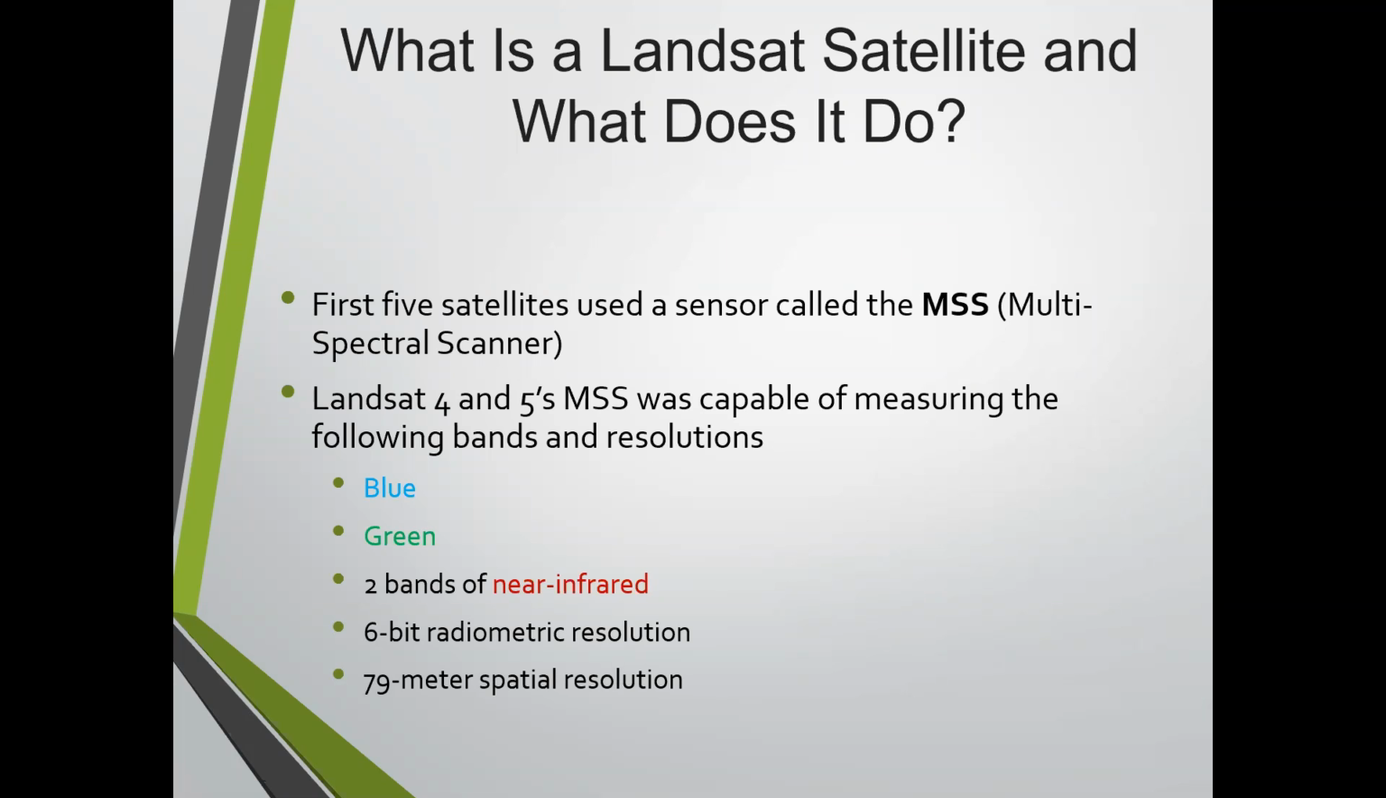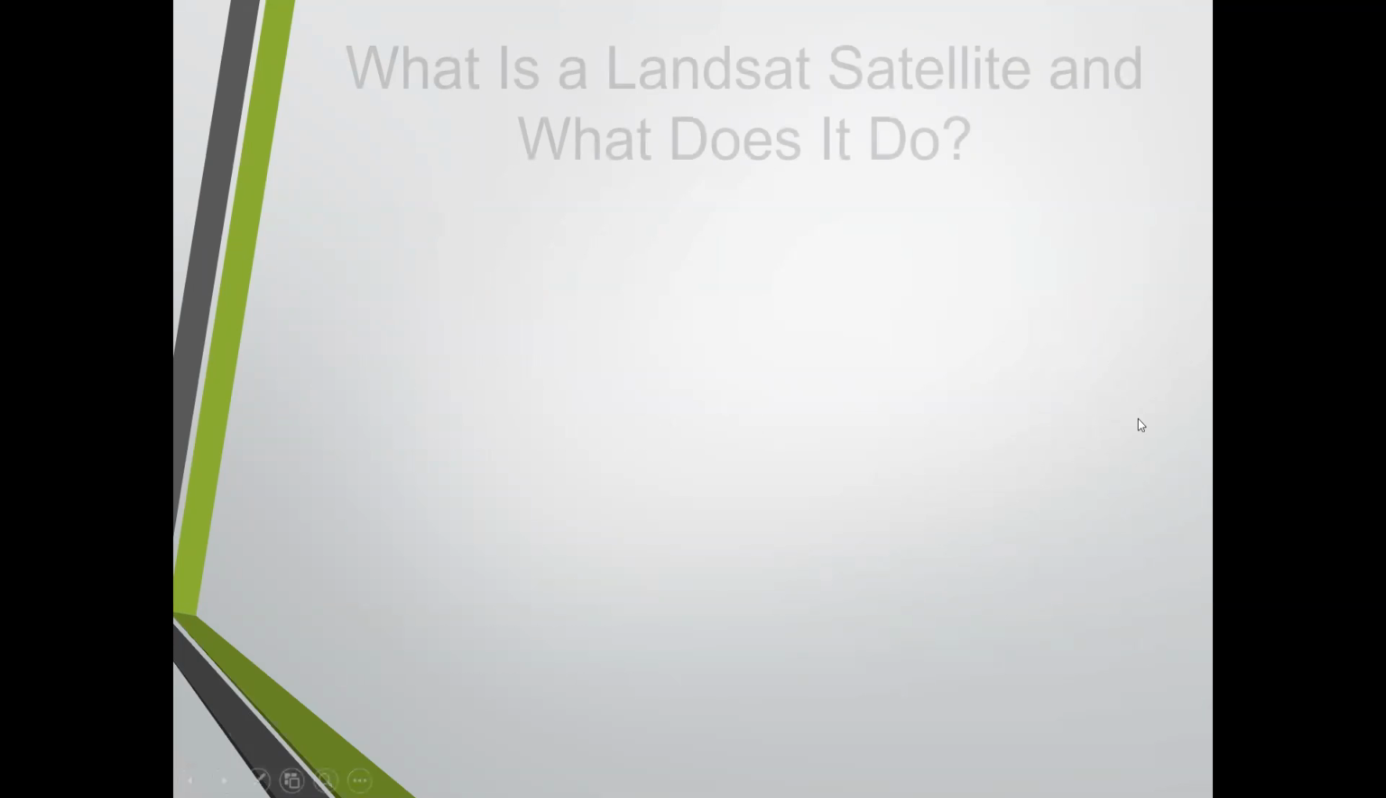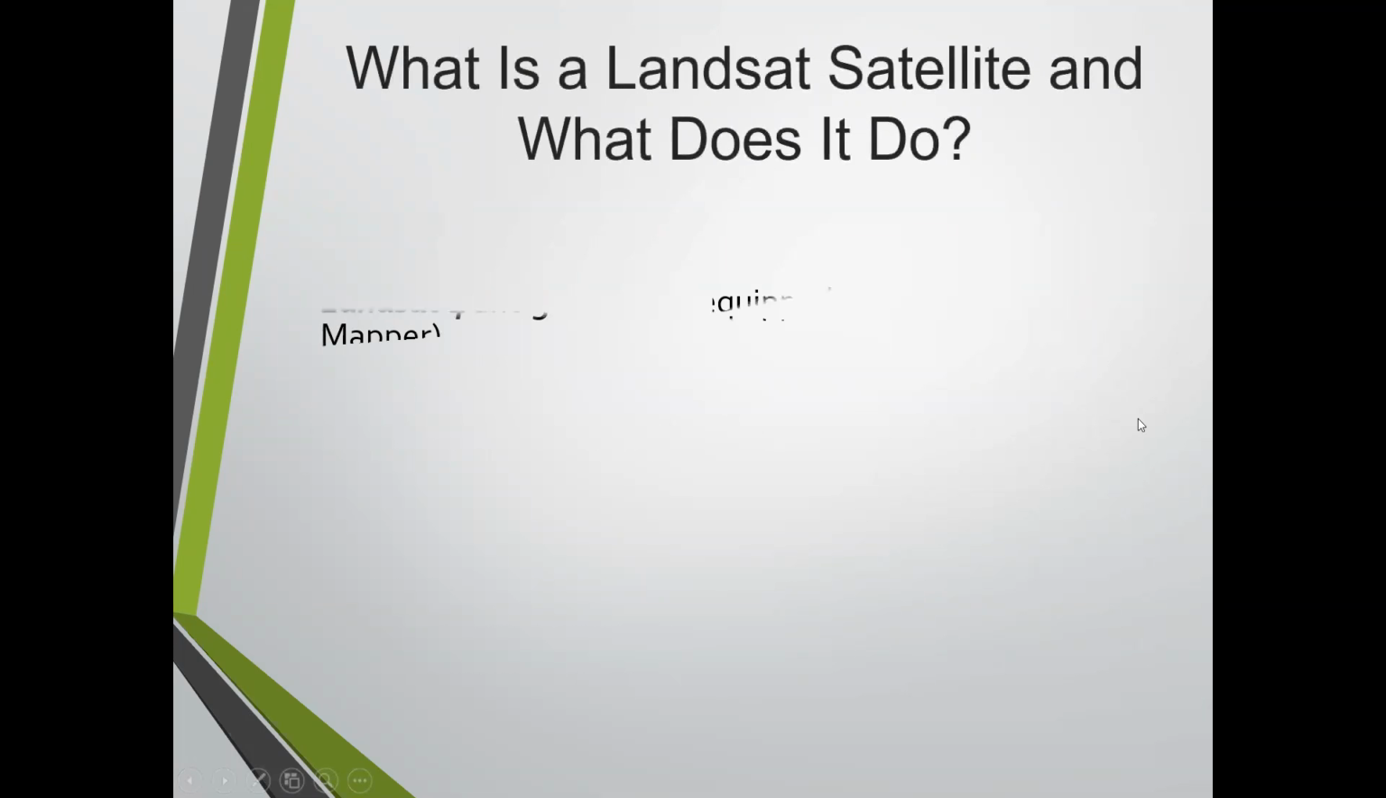That's not high level, okay? If you think about that, 79 meters by 79 meters on the ground, that's not a lot of detailed information. So Landsat was not set up for surveillance, and it wasn't set up for high resolution, okay?